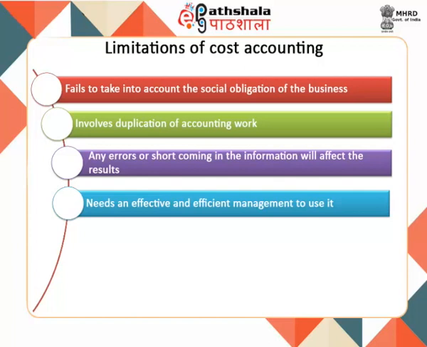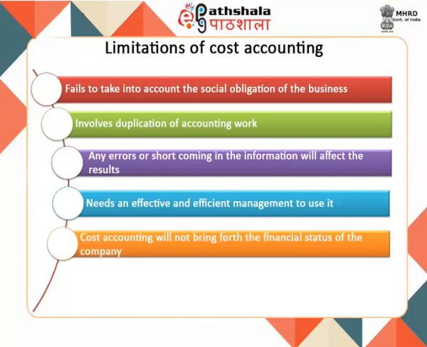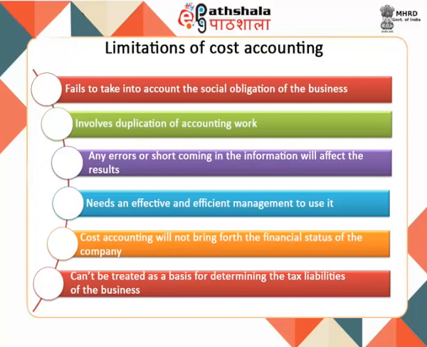Number 10, it only brings out the cost of goods or services. To find out the operational results, we need to depend on financial accounting. Cost accounting will not bring forth the financial status of the company. Number 11, we cannot treat cost accounting as a basis for determining the tax liability of the business. Financial accounting is required for determining tax liabilities.